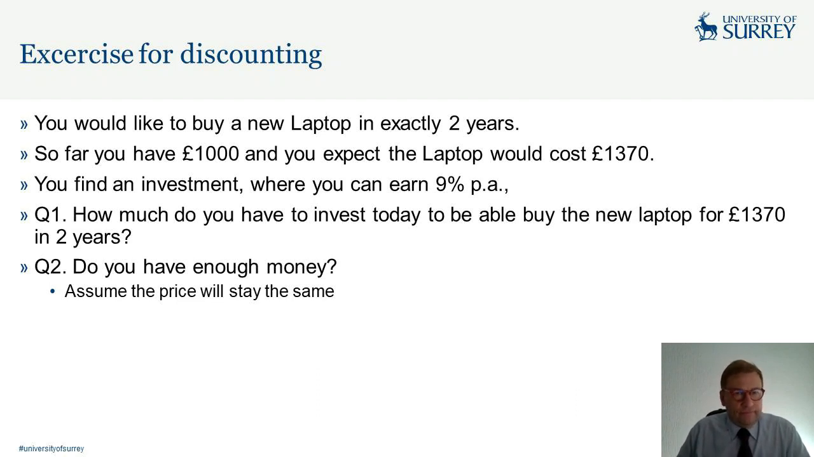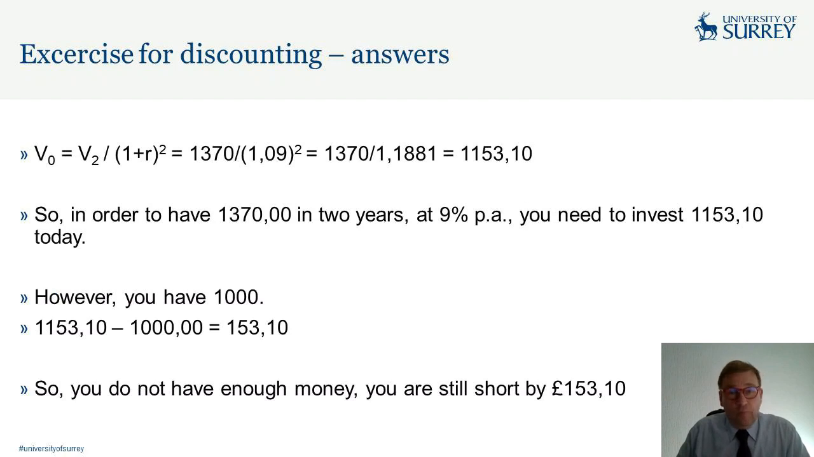The answers. I hope you have the same. Because firstly we bring this 1,370 to today. So we divide it by 1.09 square because we have 2 years and 9% interest rate. So we arrive at the figure 1,153.1. So in order to have 1,370 in 2 years at 9% per annum, you need to invest 1,153.1 today. So this is the first answer.